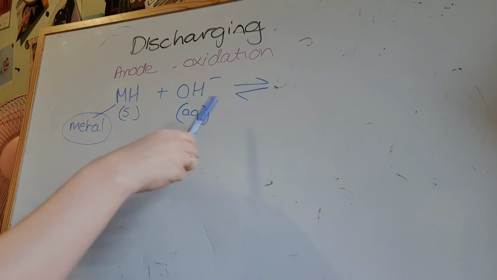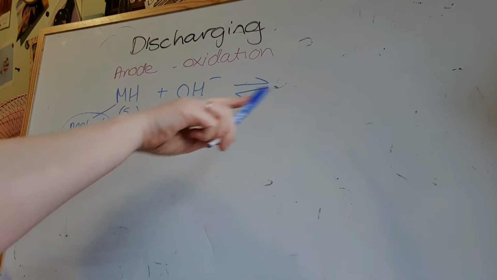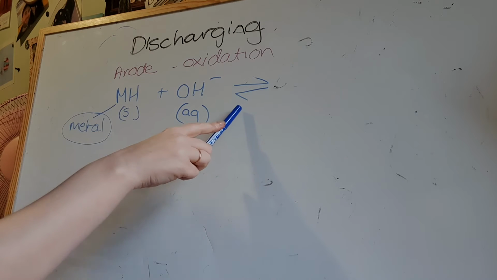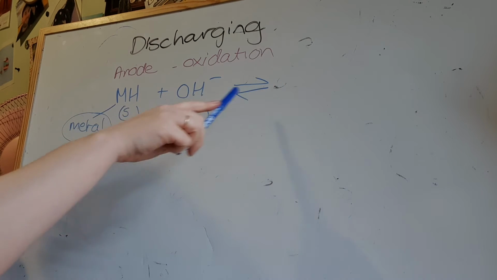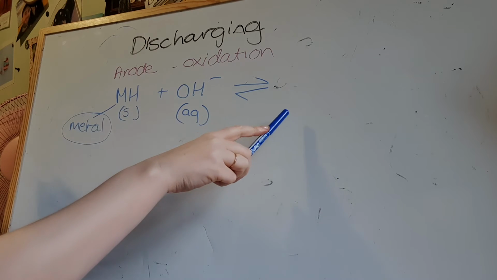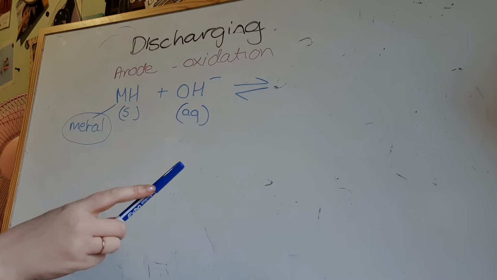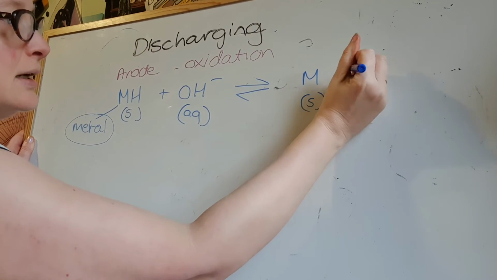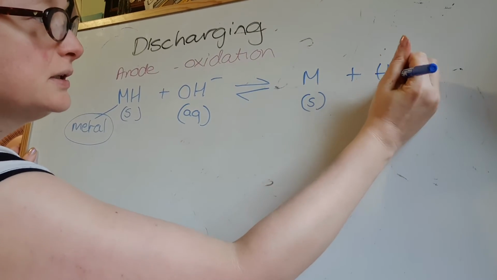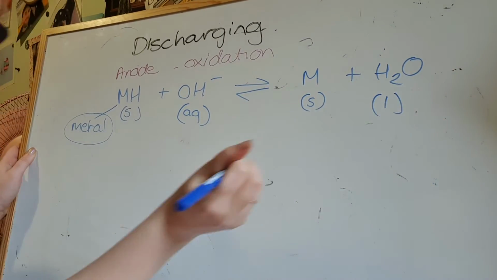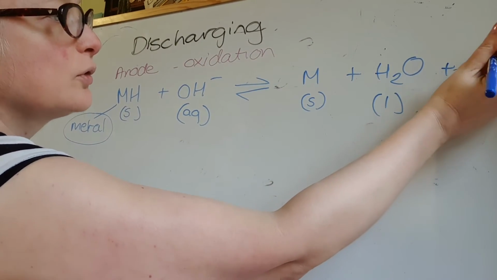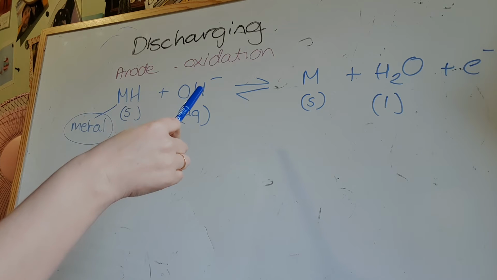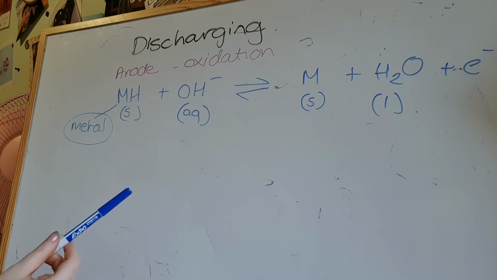So it can be at equilibrium. It's much more this way, but it does have an equilibrium to it. So I prefer putting this in the arrow because it is an equilibrium, but some books will just have the single arrow, though it is very much an equilibrium happening. And then what we end up with is our metal, which is a solid, plus water, a liquid, and a nice electron. Yep, that all balances. So that's our oxidation happening at the anode, which means we must be having reduction at the cathode.